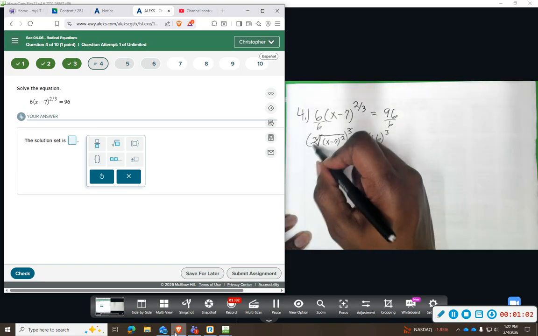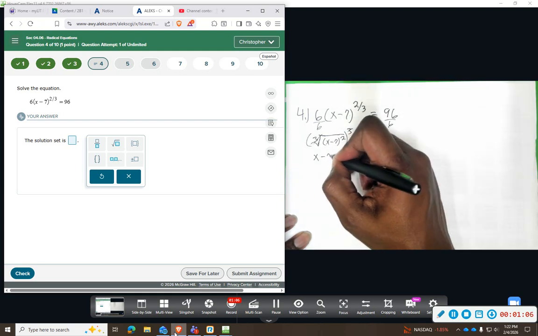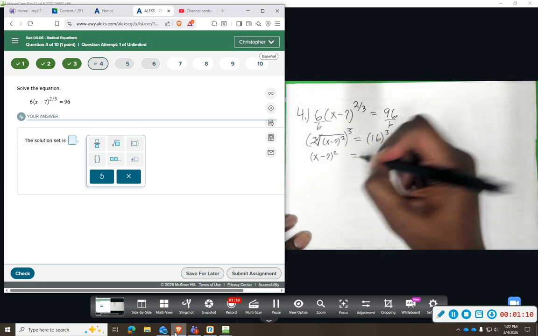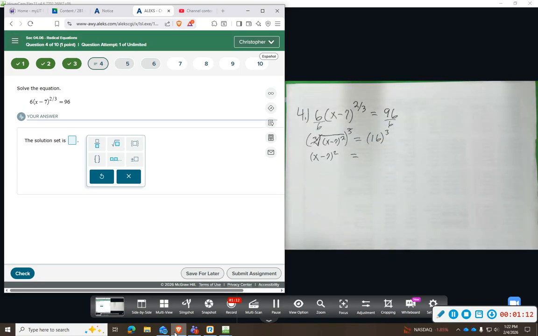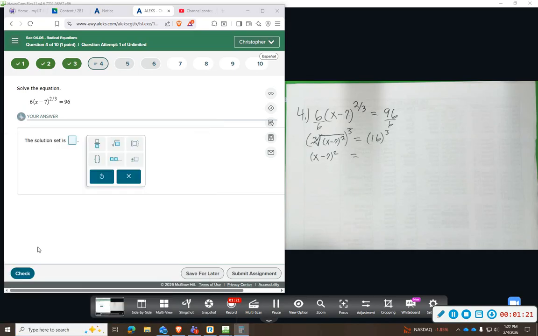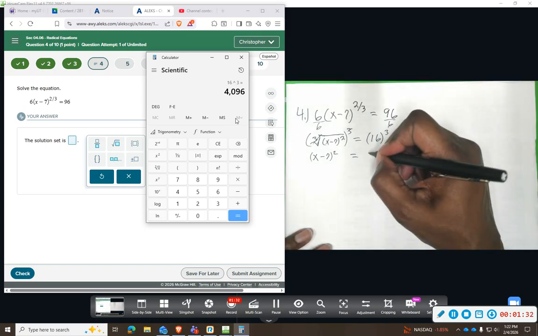I'm just going to get rid of that. We're going to have (x minus 7) squared equals, and let's find out what 16 to the 3rd power is equal to. There's 16 raised to the 3rd. Okay, we get 4096.